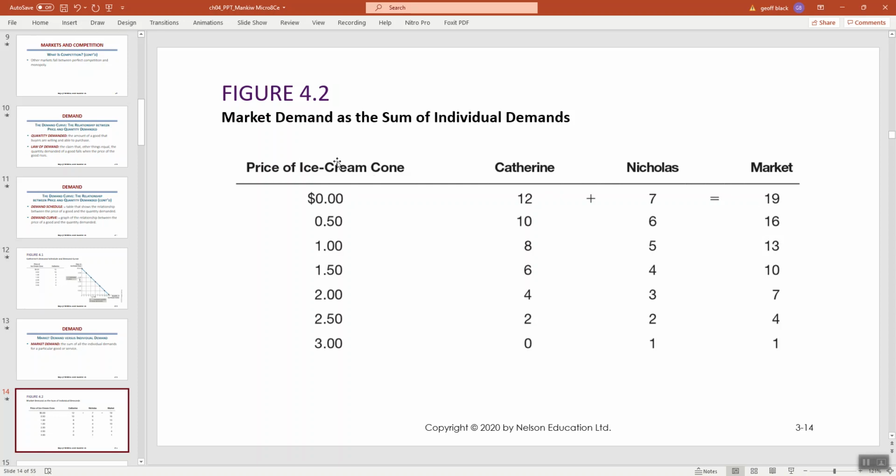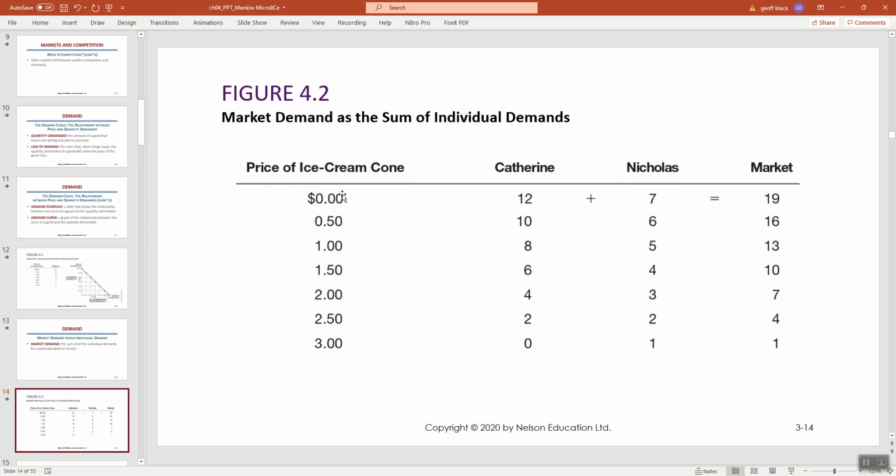Or let's say it wasn't a market for ice cream cones. This was a market for cell phones, right? So at the price of 0, a rational person would take all of them, right? But we have to operate in this way. So we say if the price is 0, Catherine's demand is 12, Nicholas is 7. So the market is the aggregate, right? It's the summation of the two curves. So 12 plus 7 gives you 19.